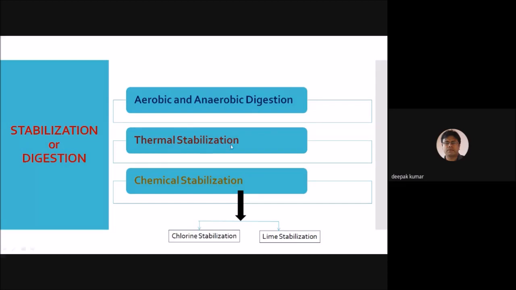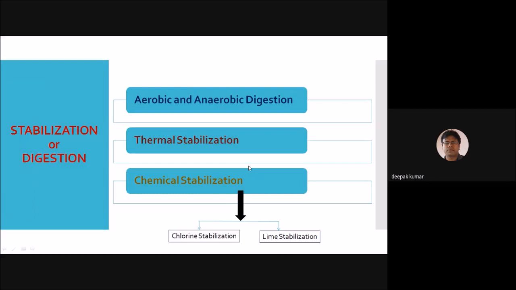What is thermal stabilization? If for the process of stabilization we are using thermal energy, or heat energy, then thermal stabilization is a heat process by which the bound water of the sludge solids is released by simply heating the sludge for a very short period of time.